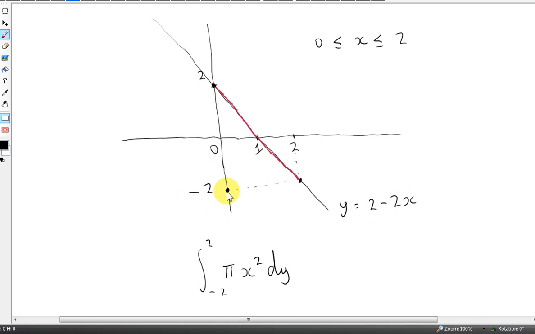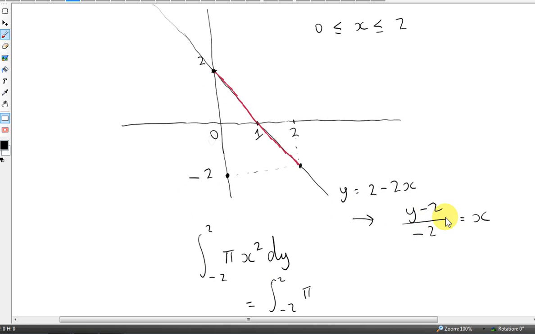So here's our formula. Our lower limit is minus 2, upper limit is plus 2. So we need to get x here. We need to make x the subject of this. So we subtract 2 from both sides and divide both sides by minus 2. So here's x, and we need to square it. If we square this, we get a 4 in the denominator, so I'll take out that 4. And we have y minus 2 squared. We could use a substitution here. We could let u equal y minus 2, but I won't bother. I'll just square this out.